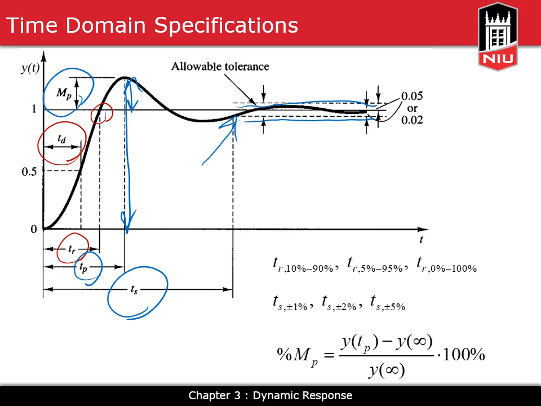As you can see, the response goes inside that region here for the first time, but that doesn't matter because it goes out of the region with that big overshoot and again comes back down inside the region, and again goes out. But at this point, let me use a yellow color here. At this point, the response goes inside that allowable tolerance and it never goes out of that anymore. So that is our settling time.